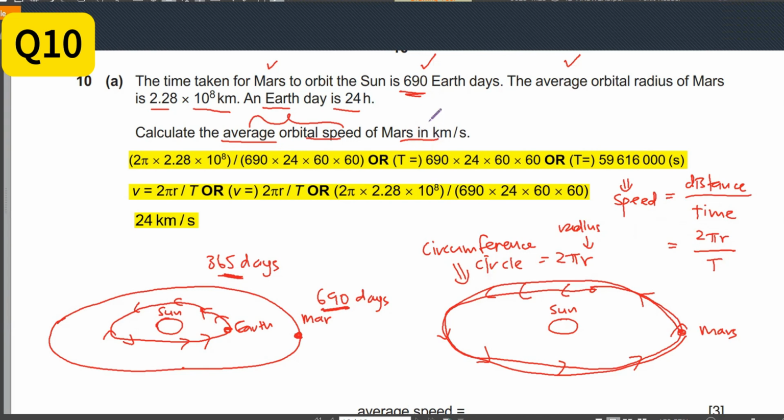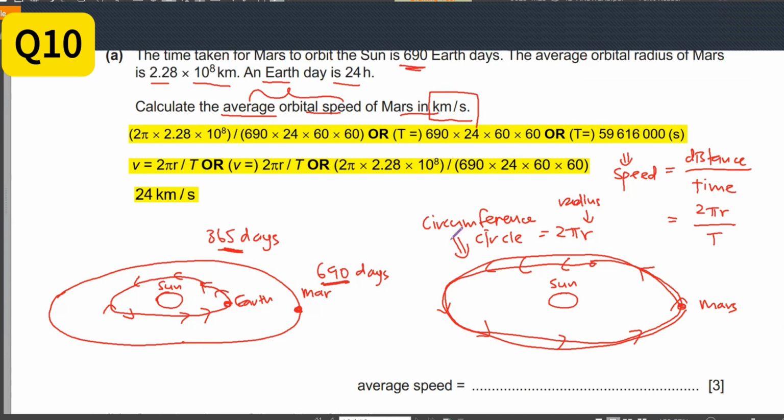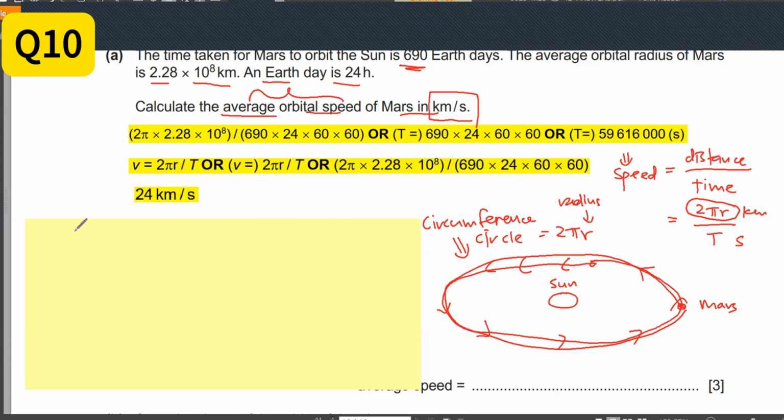Very straightforward, but we need to pay close attention to the unit. It's km per second, which means we need to give our distance in terms of km, and our time in terms of seconds. Okay, so now our 2 pi r, we can substitute.